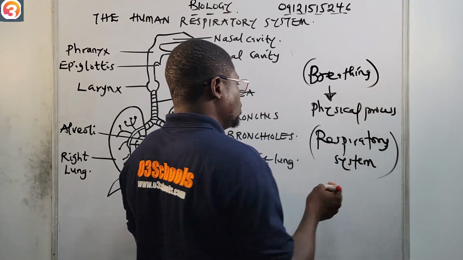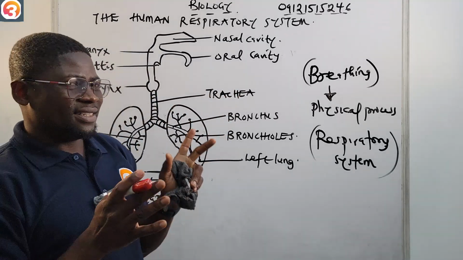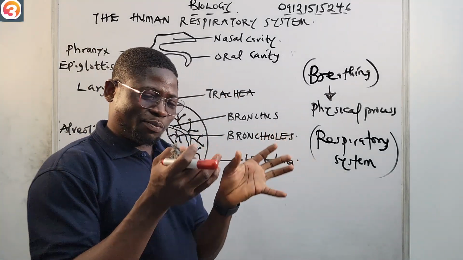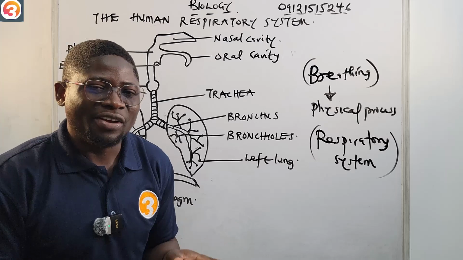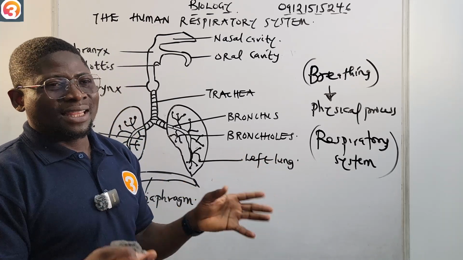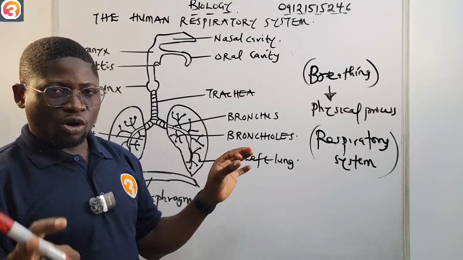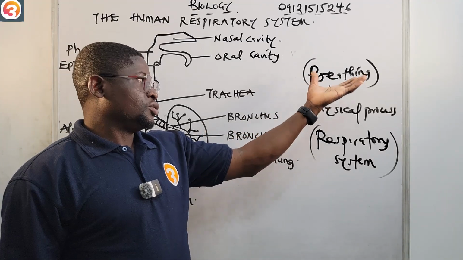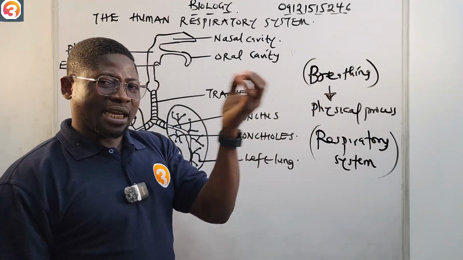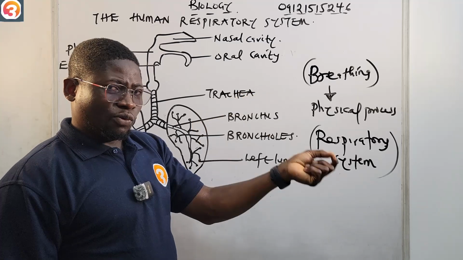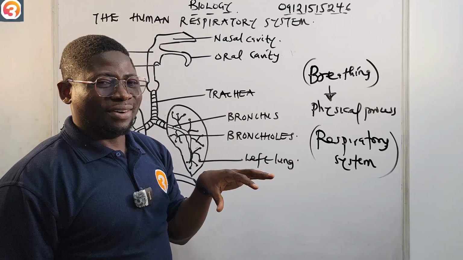All right, so the respiratory system is the system that is responsible for making oxygen available to us. So when we breathe in, through the process of breathing, we breathe in air rich in oxygen, and it goes into our respiratory system.